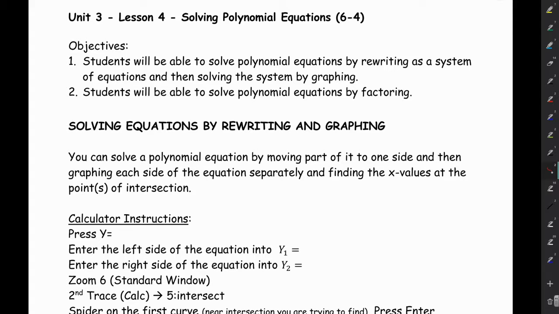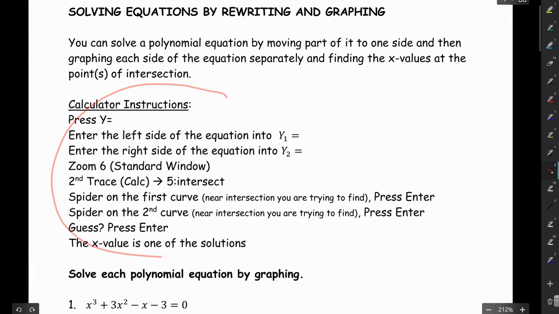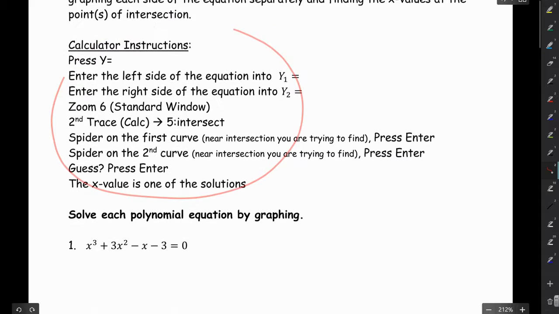Hi everyone. In this lesson, we're going to be solving polynomial equations. And the first way we're going to look at is solving equations by rewriting and graphing. So I list the calculator instructions here, but I'm going to demonstrate them.